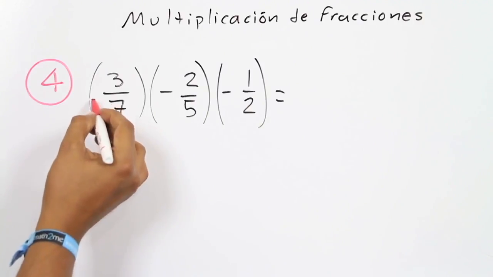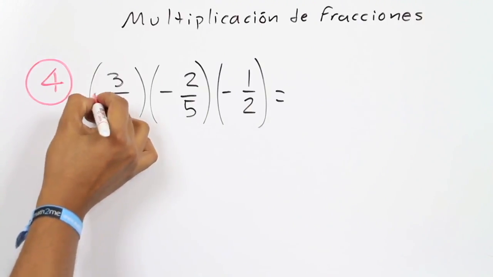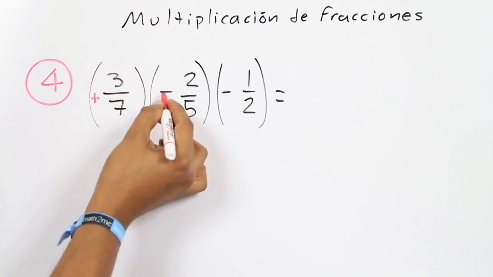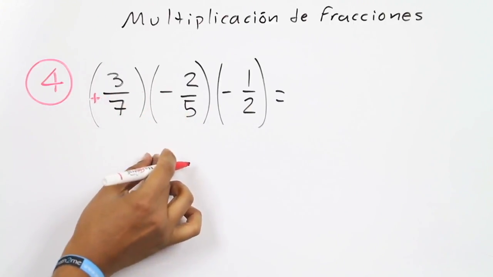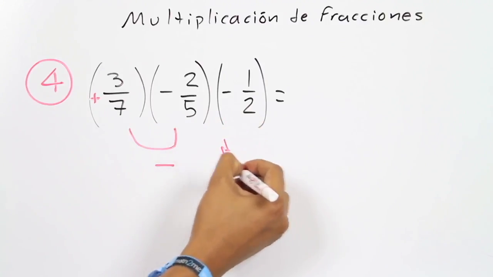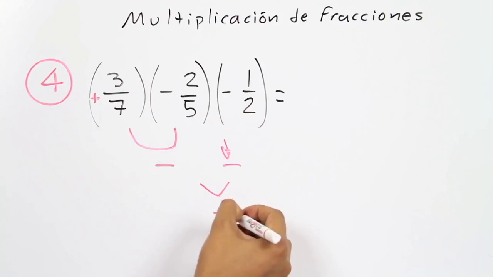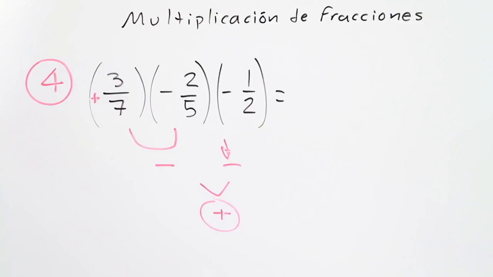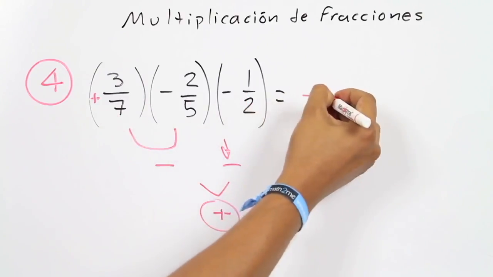So if the first fraction doesn't have a sign, it means that it is a plus. Plus times minus equals minus, so the first pair is equal to a minus. Minus times minus is equal to a plus. So we get the sign of the answer, that is a plus.